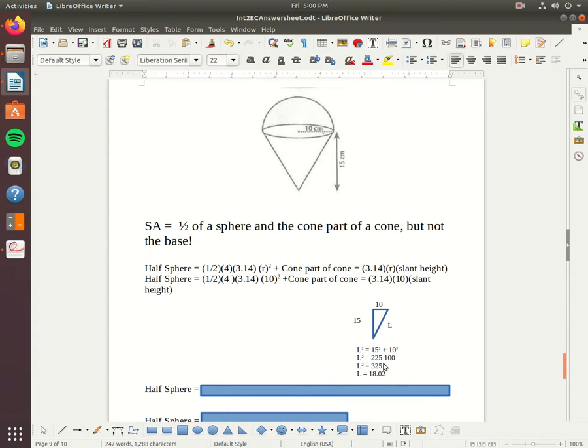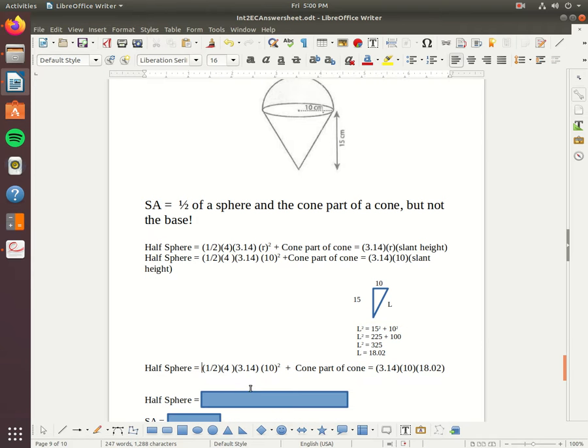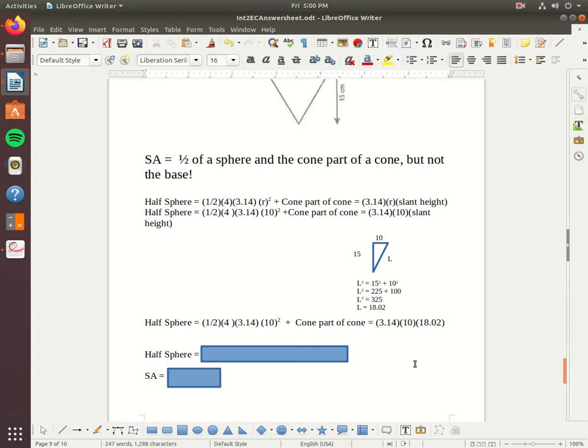Just doing the math here, grab a calculator, whatever. I think I just erased a plus sign, or I never had it. I'm not sure which. Anyway, the square root of 325 is 18.02. I don't know why I said 11.1802. Anyway, I'm going to take this 18.02 and put it in for the slant height. So I can go here and put that in, and now I have my whole equation. Again, I'm mindful of order of operations. I do the math on it.